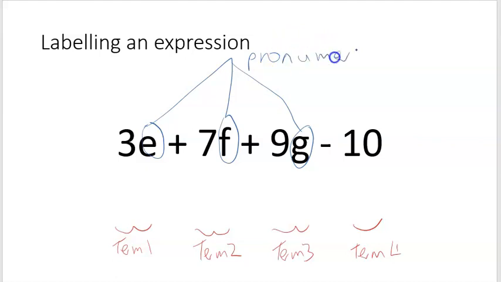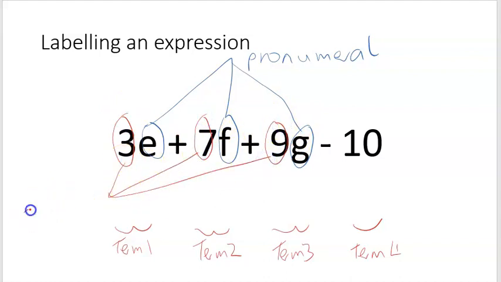Pronumeral, or you can call it a variable. So coefficients. The coefficients are the numbers that sit behind the variables. We've got 3, we've got 7, we've got 9. Coefficients. Remember, if you had just, for example, plus g, the coefficient of g would be 1. Remember, we have covered that, but that was as a reminder.